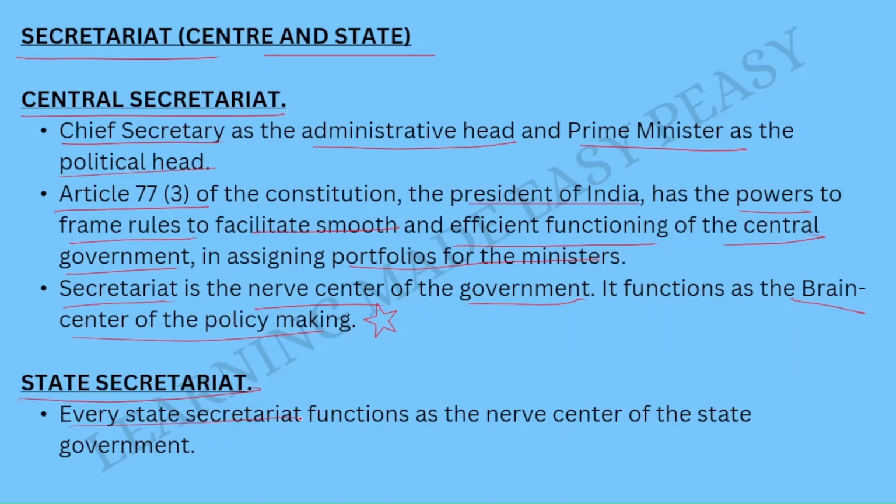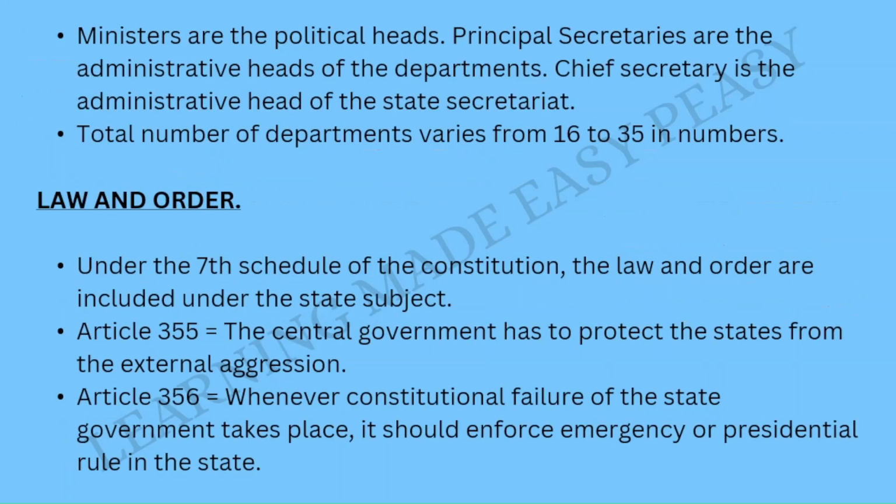Then we have the State Secretariat. Every state secretariat functions as the nerve center of the state government. Ministers are the political heads. Principal secretaries are the administrative heads of the departments. Chief secretary is the administrative head of the state secretariat. Total number of departments varies from 16 to 35 in numbers. Again important, please remember this.